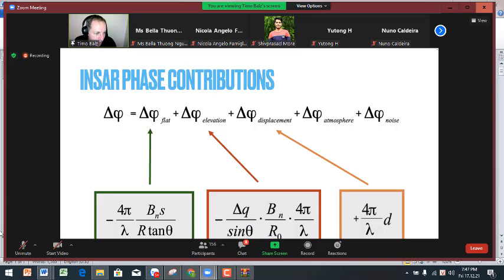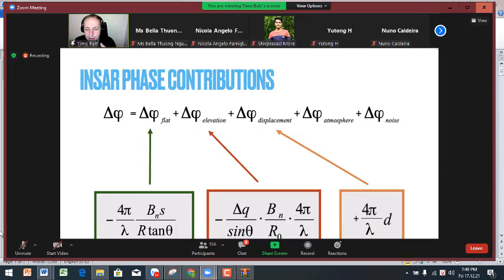So let's take a look at the phase contributions, right? We have the contribution from the flat Earth. That one is easy to remove. We have the contribution from the elevation, from topography. We have the contribution from the displacement. We have the contribution from the atmosphere, where we do not have such a nice equation for it. And we have some noise on top of it.